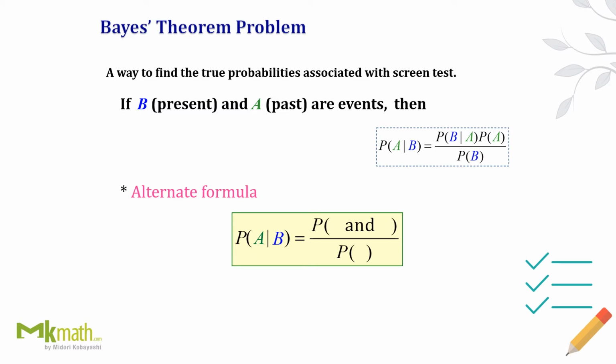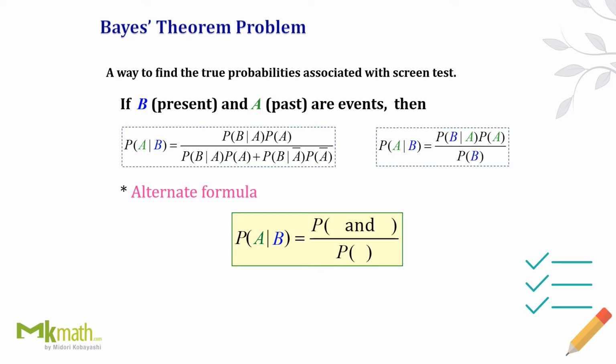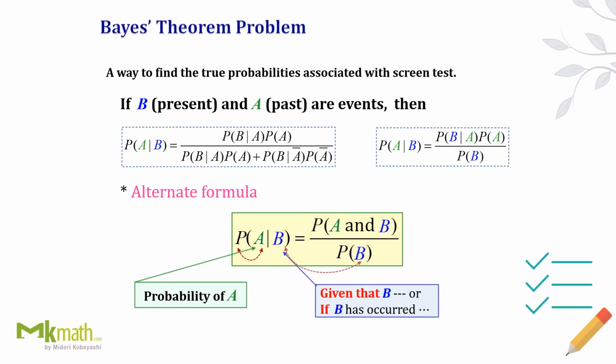There are two versions of Bayes' formulas, but we still can use the regular conditional probability formula shown below. I am showing A as a past event and B as a present event. The numerator has a joint probability of the two events. The order does not matter. The denominator must be event B, which is on the right side of the vertical line of the notation.